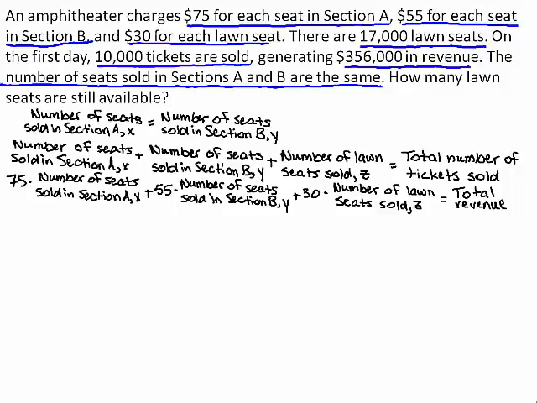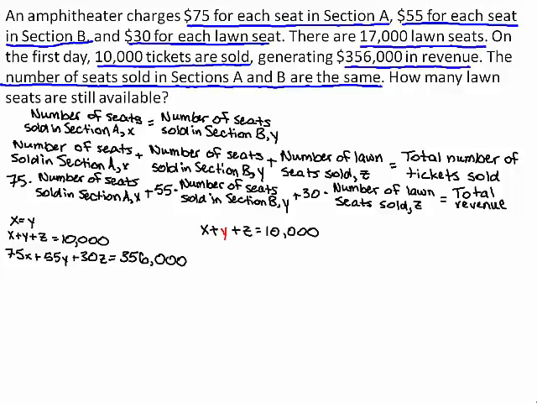Using the verbal model and substituting the given information, you get x equals y, x plus y plus z equals 10,000, and 75x plus 55y plus 30z equals 356,000. Now you want to rewrite this system as a linear system in two variables. To do this, substitute x for y in x plus y plus z equals 10,000. Combining like terms, you get 2x plus z equals 10,000.